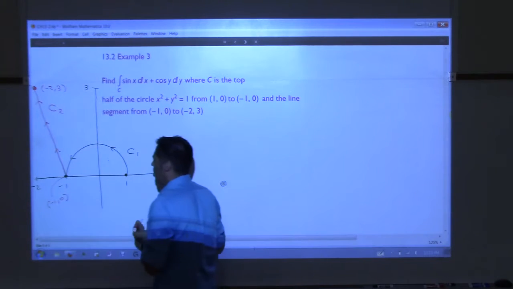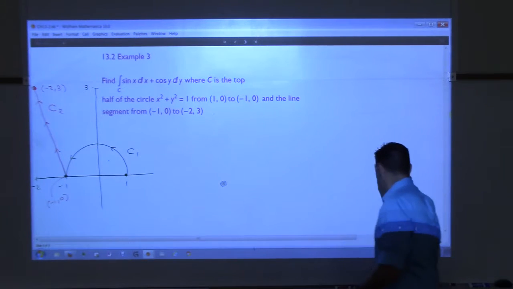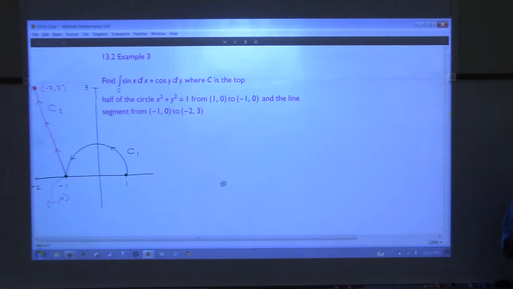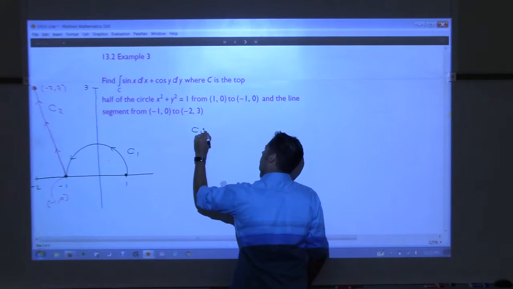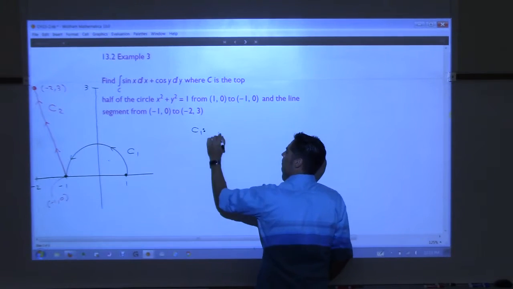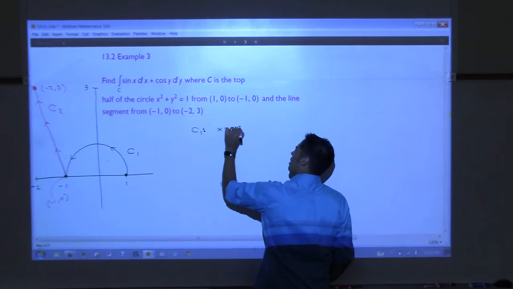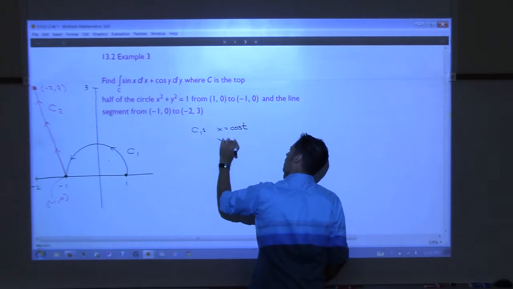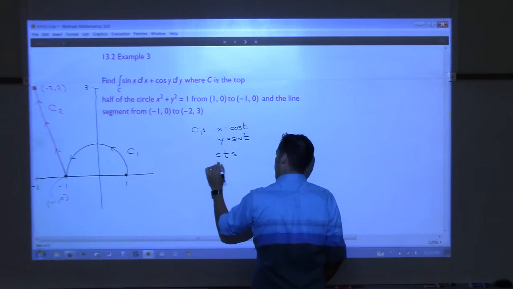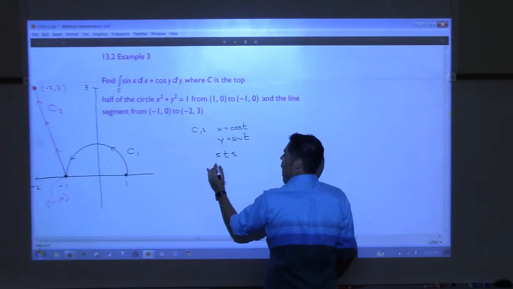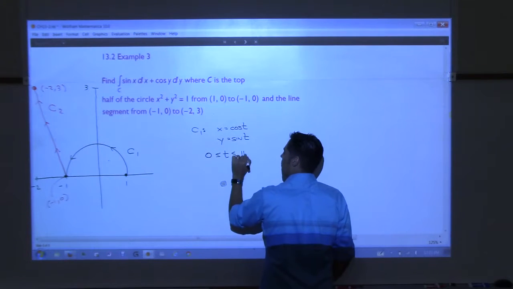Why am I labeling those points? I'm going to be using a vector function to draw that later, the line thing. So I'm going to use the points. And all right, so let's get C1. I think C1 is going to be hopefully straightforward. What's C1? How can I draw C1? Cosine t, sine t? And what's my t restriction going to be? 0 to pi, right?